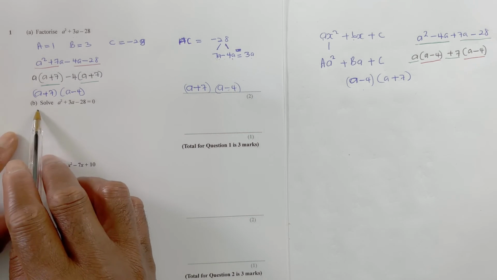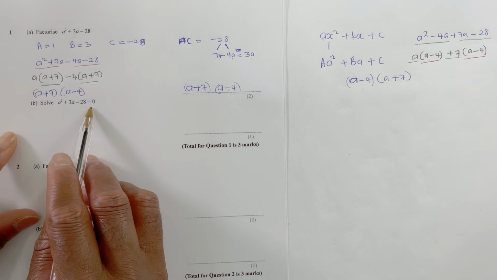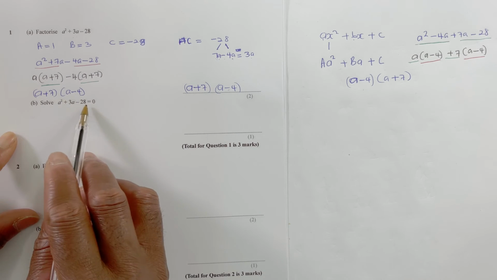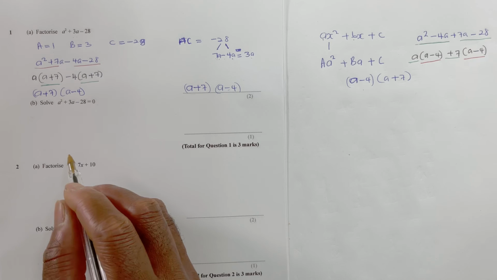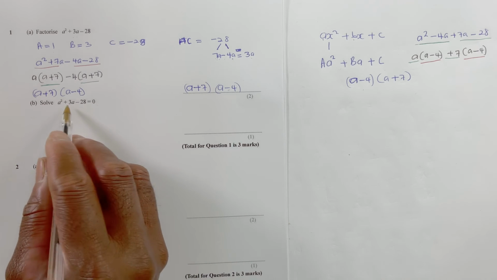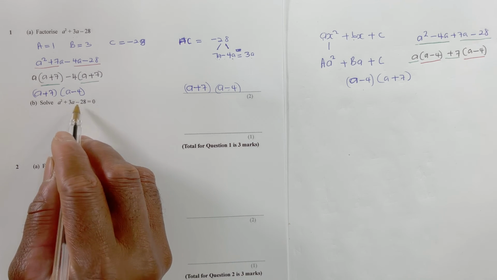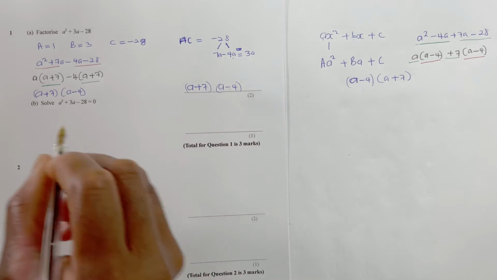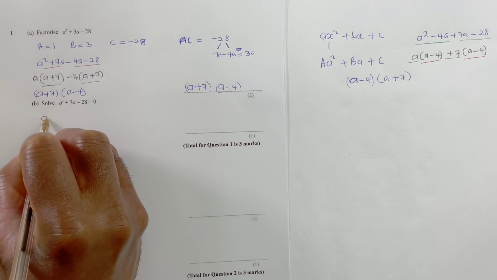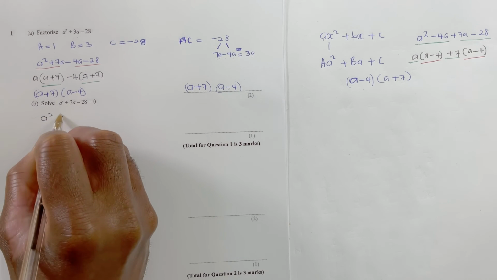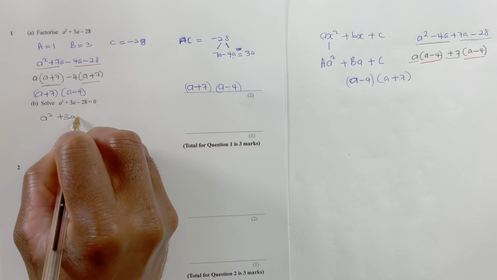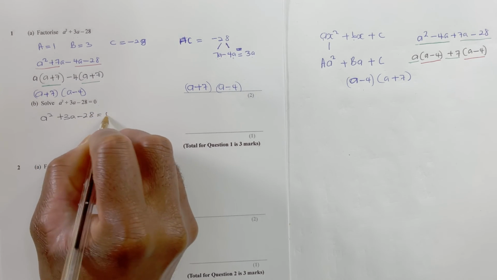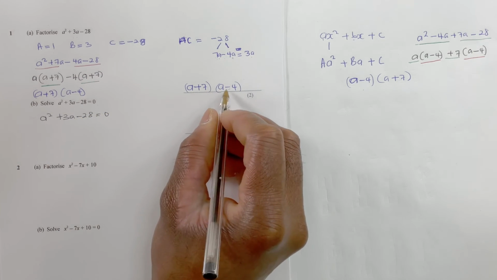The B part is asking you to solve that equation. That means set it to 0. I've already expanded that. I've already factorized the equation to that. So now to solve it, I'll just carry on from there. I'll just do A squared plus 3A minus 28 equal to 0. Bear in mind I've just factorized that.